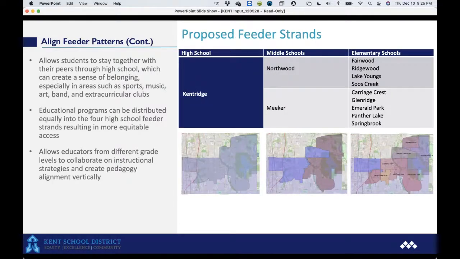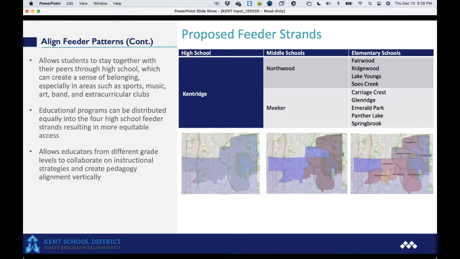And so to fix that, we're proposing to align the feeder strands so that elementary schools, all across the district, will feed entirely into the middle school, and then the middle school will feed entirely into the high school. So the graphic on the right is the proposed Kent Ridge feeder strand.